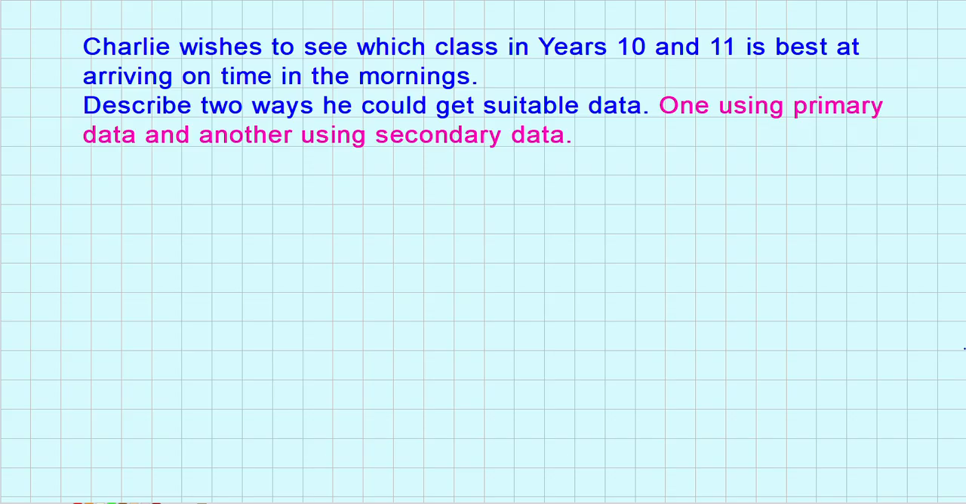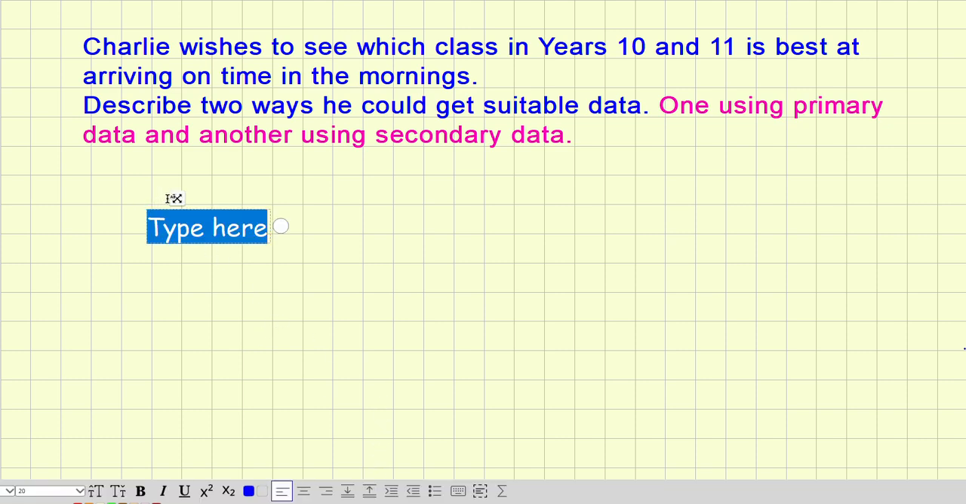Okay, so this is the type of question that you may see. Charlie wishes to see which classes in year 10 and 11 is best at arriving on time in the mornings. Describe 2 ways he could get suitable data, one using primary data and one using secondary. I'm going to give you a second to think about that, please.